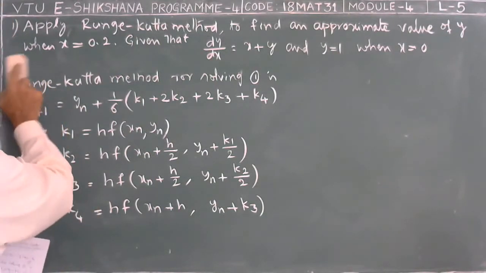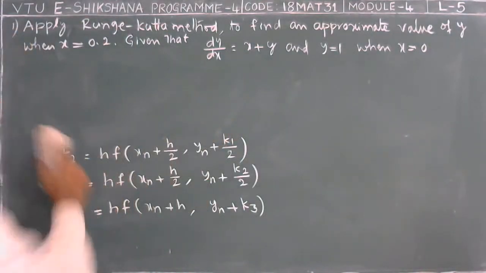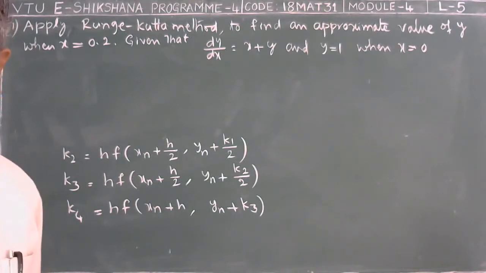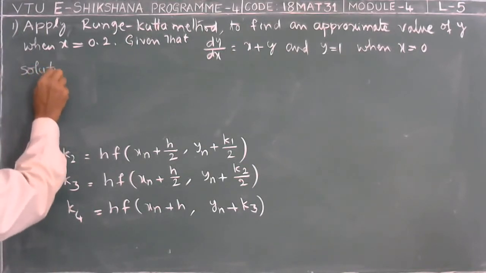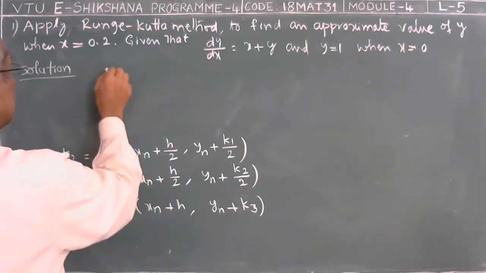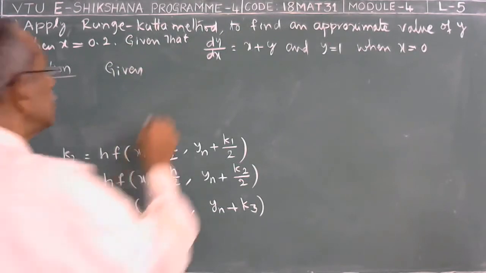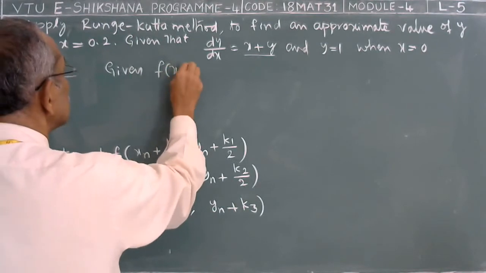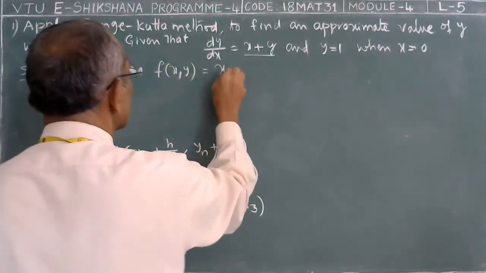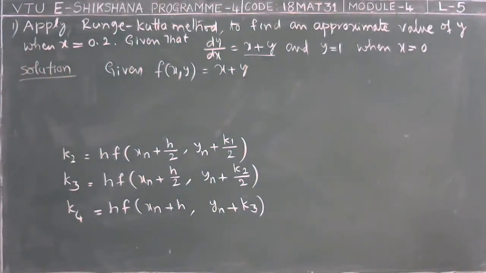So first, let me write down what is given in the problem. That is very important. First we shall write down what is given in the problem. So in the solution part, let us write down first what is given. f of x comma y is equal to x plus y. Given f of x comma y is x plus y.